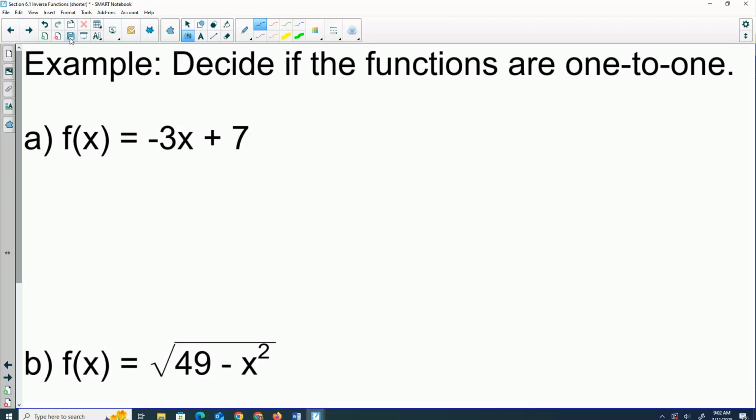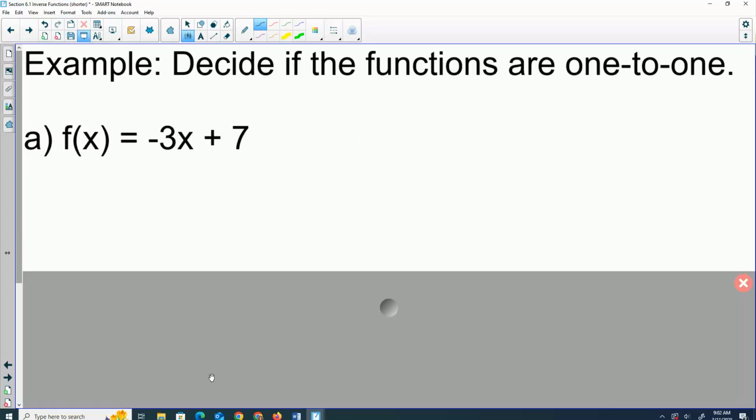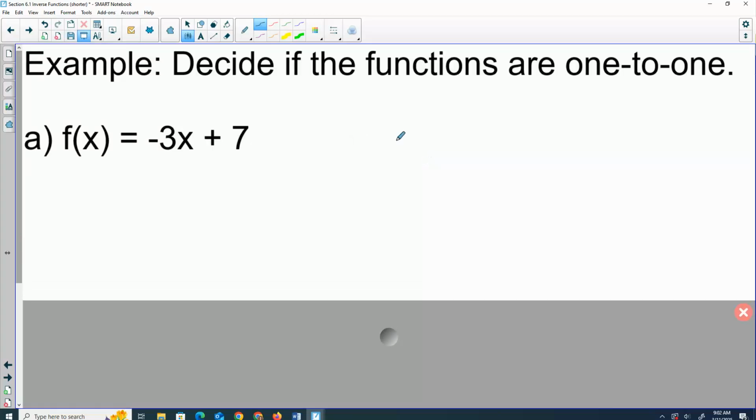So if I'm trying to decide this just by the equation, one-to-one means if you put in two x's, you get two different y's. So we'll start out pretending I put in two different x values. I'm going to do an a and a b, and that their y's are equal. So a and b here represent two different x's. If it's one-to-one, their y's cannot be equal.